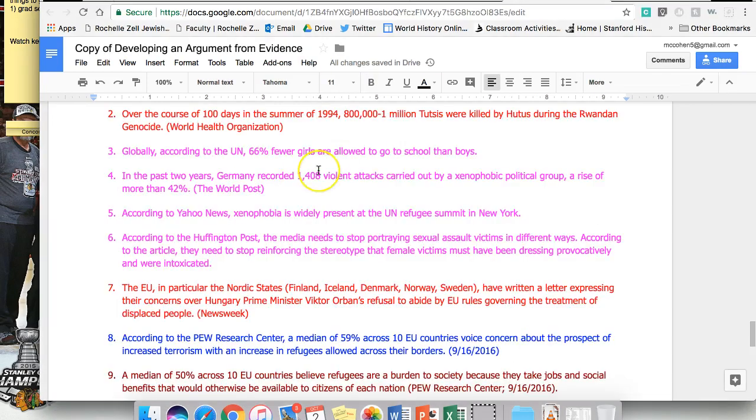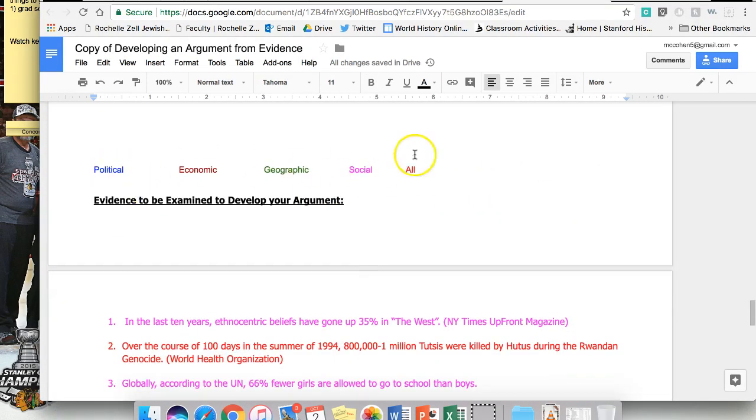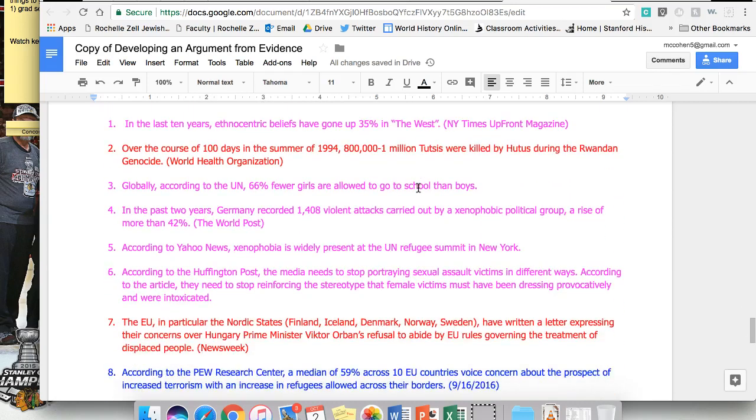How did I do it? I did it by PEGS. So here I have color coordinated all of it, and the "all" means it relates to all four of my pegs. And here you can see I've color coordinated all of it.